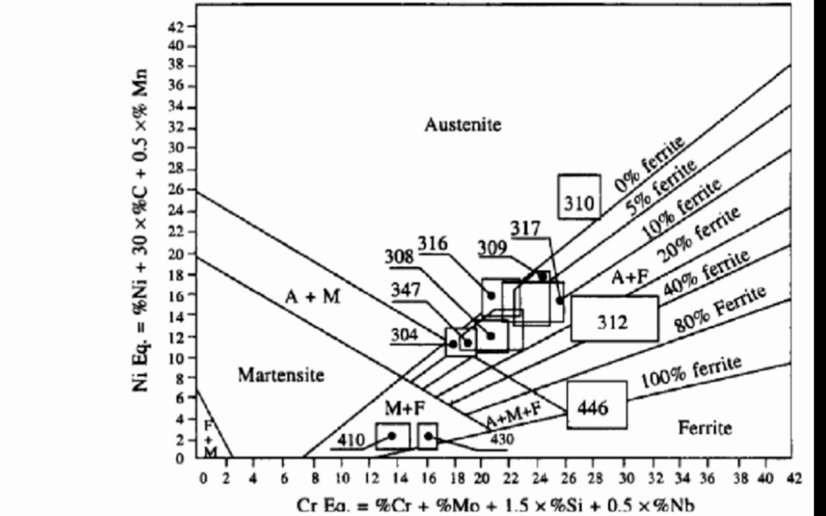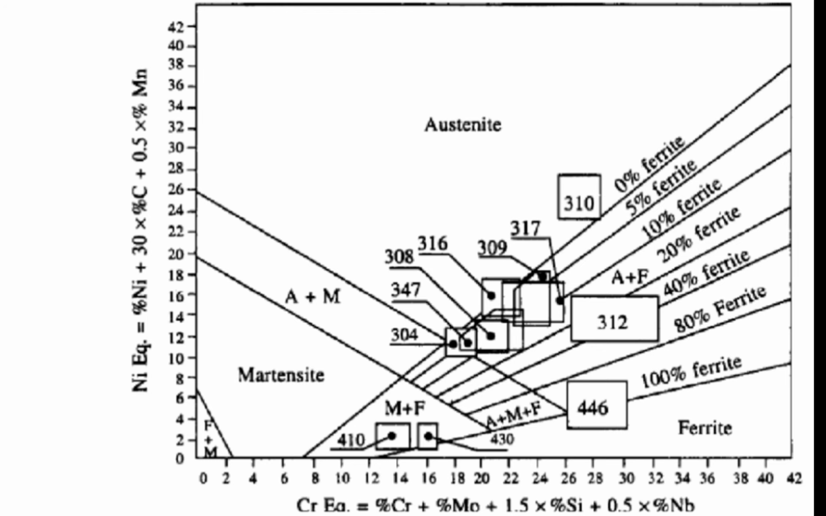So this is called the Schaeffler diagram. Nickel equivalent is here, and this is the formula given for nickel equivalent. On the horizontal axis you have the chromium equivalent. When you add the percentages of nickel, chrome, moly and so on, you get a nickel and chromium equivalent. Based on that, you can place those stainless steel grades in this diagram.